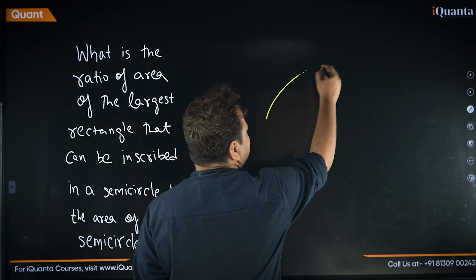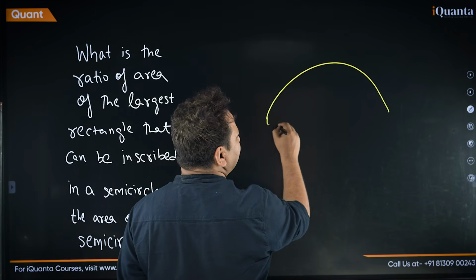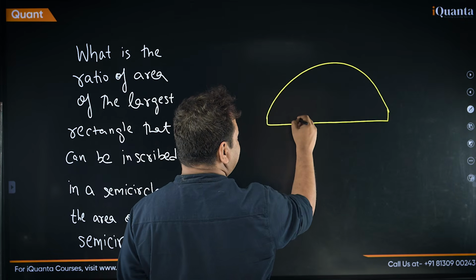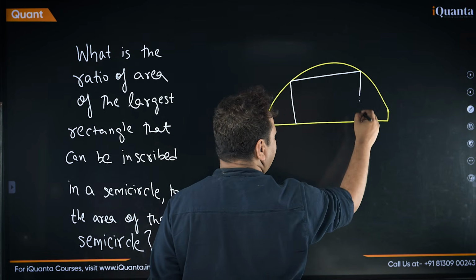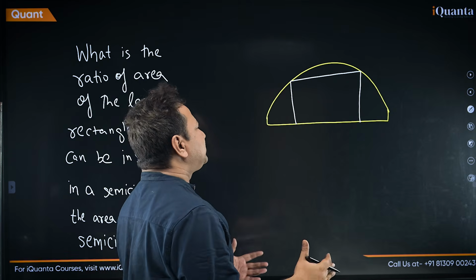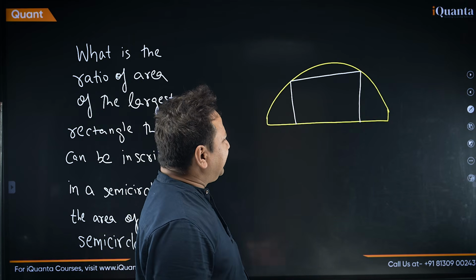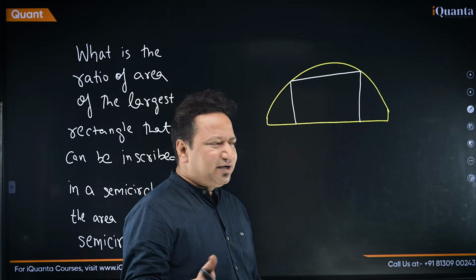I'll just draw the semicircle first of all. That's a semicircle, hopefully. Now a rectangle inside it. To maximize it, this is how I'll be drawing it. I don't know what the sides are. How can I solve that? Would I use calculus? Not in the ambit of CAT. Should I use the AM-GM inequality? Algebra? I don't really know.